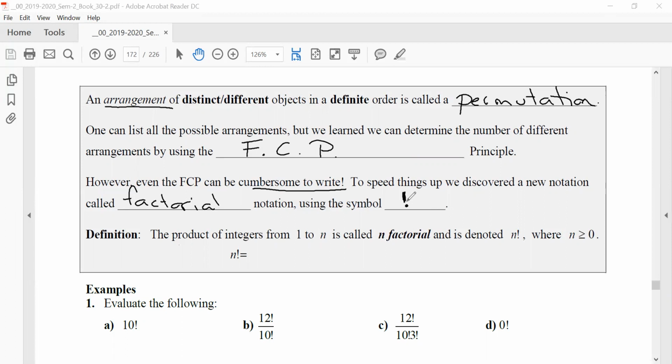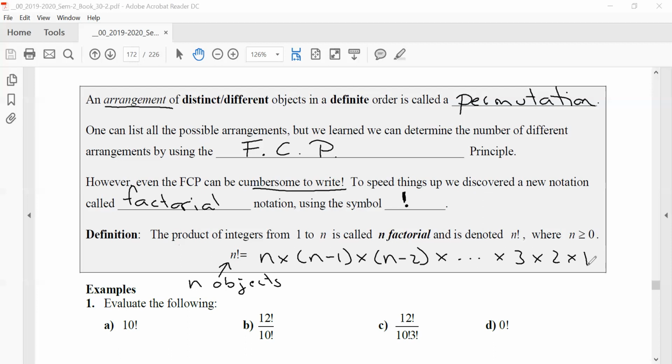So what factorial notation tells me is I'm going to arrange n objects, and what I'm really doing is counting down by 1 each time, all the way to 3 times 2 times 1. Okay, so it's a super handy tool, especially when there are so many objects. Let's try this out.